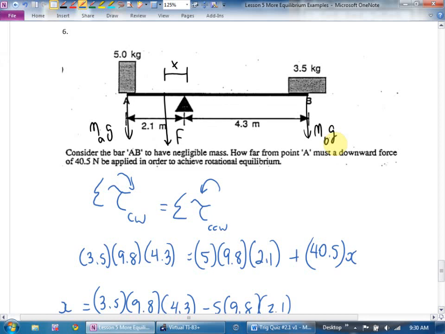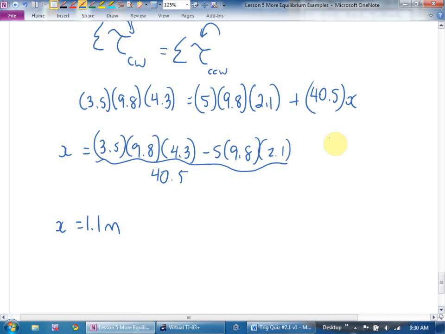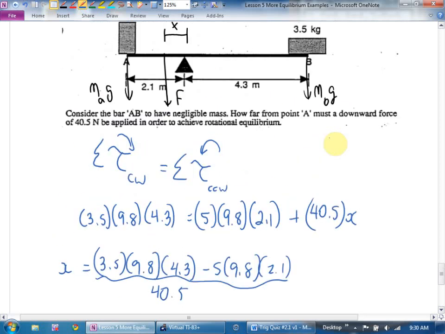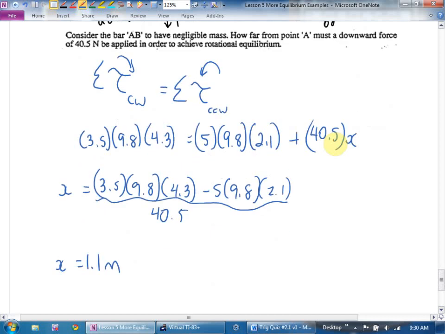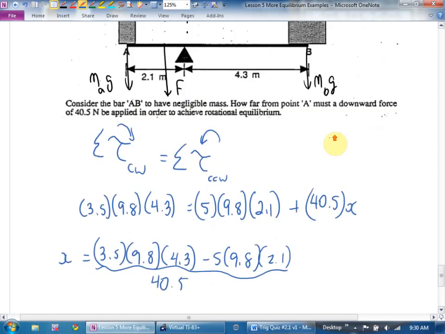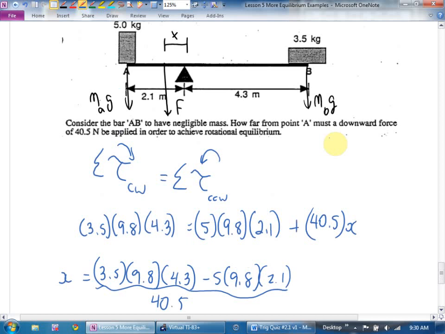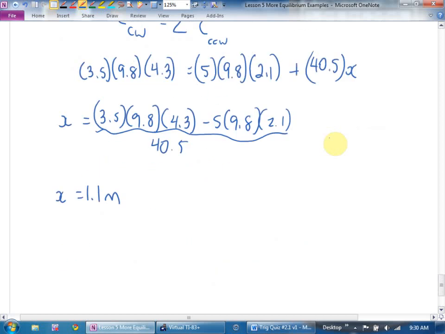How far from point A? Someone else can read better than me. So if x is 1.1, how far from point A? Therefore, 1.0 meters from point A. Apparently, I didn't drink coffee this morning.